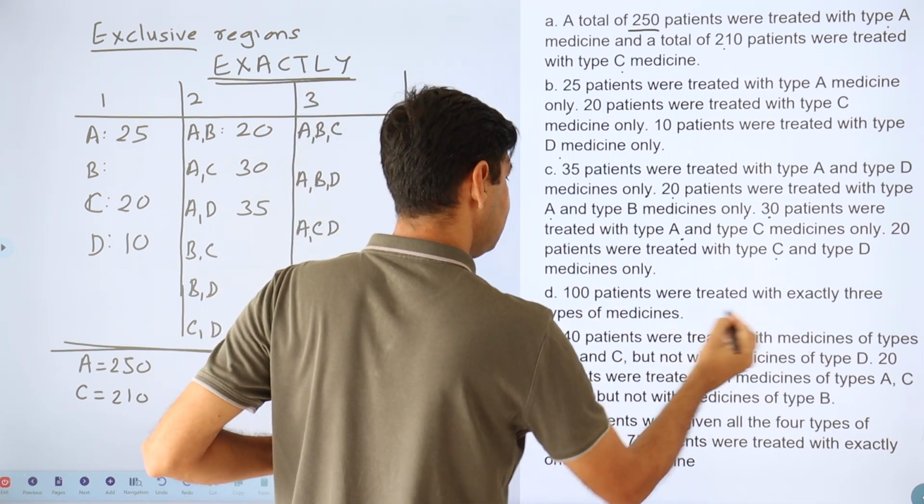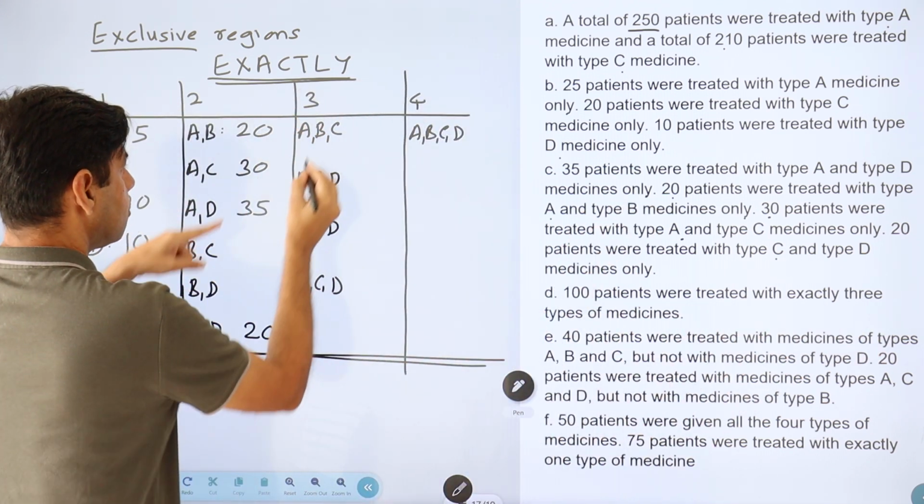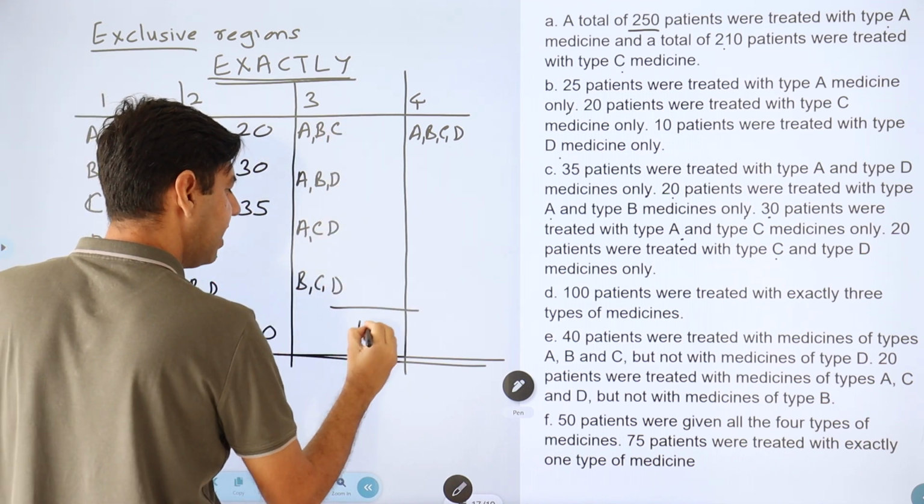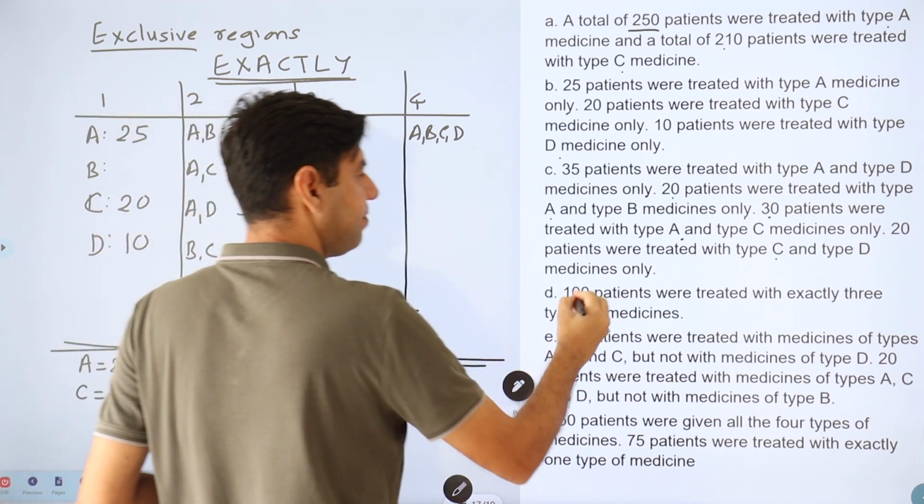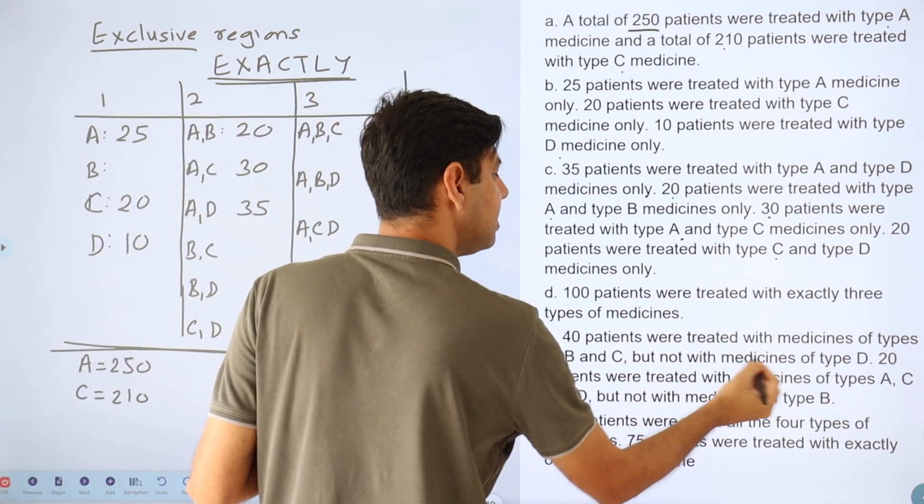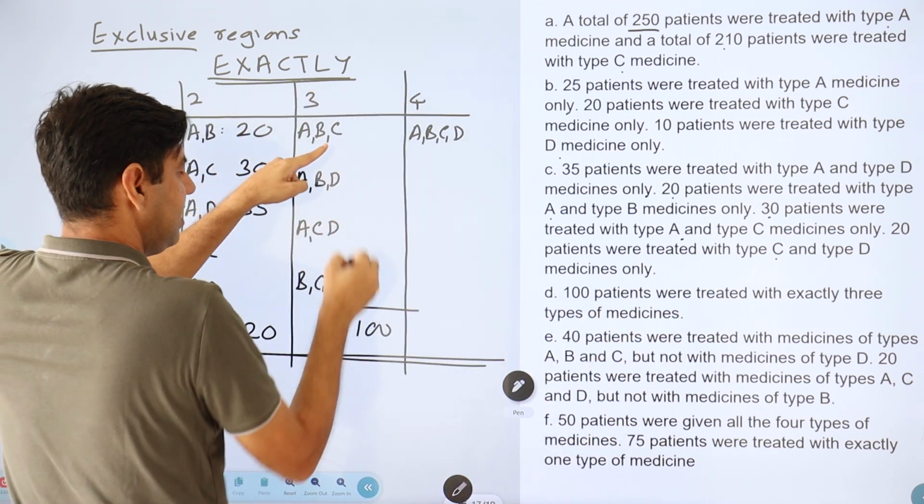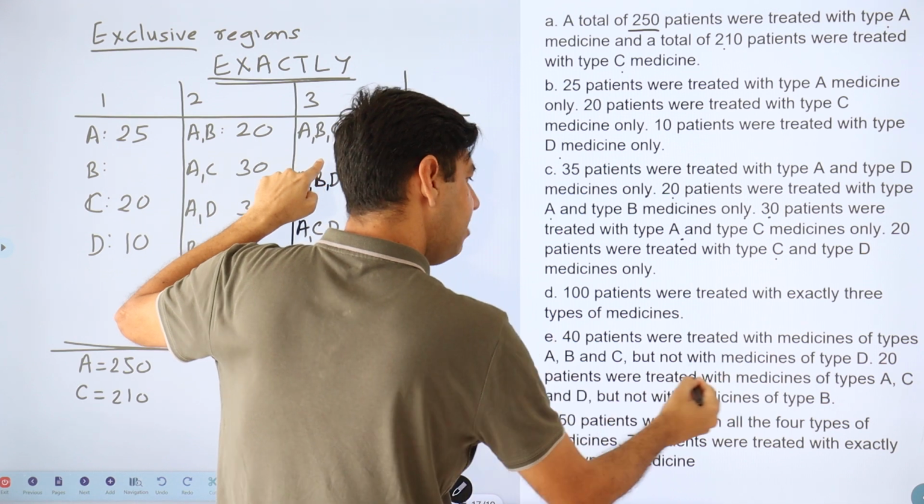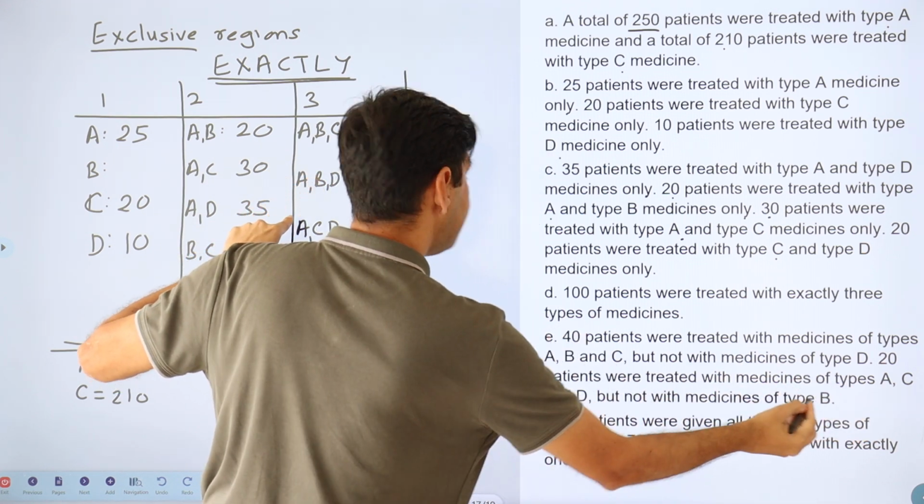100 patients were treated with exactly 3. So this is exactly 3. The total number here has to be 100. Now 40 were treated with A, B and C but not D. So A, B, C but not D, this is 40. 20 were treated with A, C, D but not B.